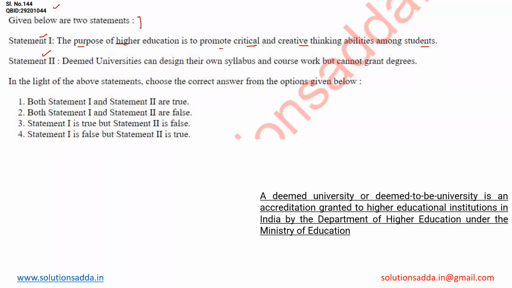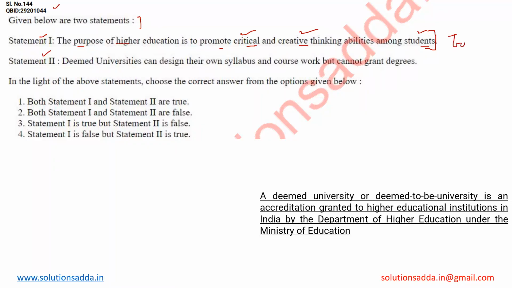According to the first statement, the purpose of higher education is to promote critical and creative thinking abilities among students, which is very true. We are promoting higher education in order to develop these skills in students. They develop critical and creative thinking abilities with the help of education. So statement 1 is true.